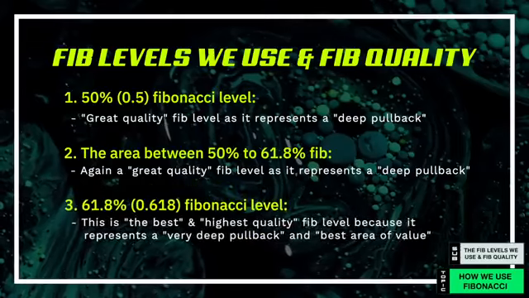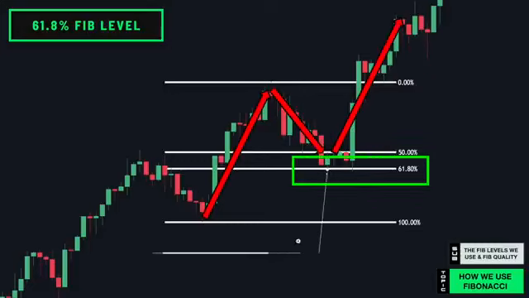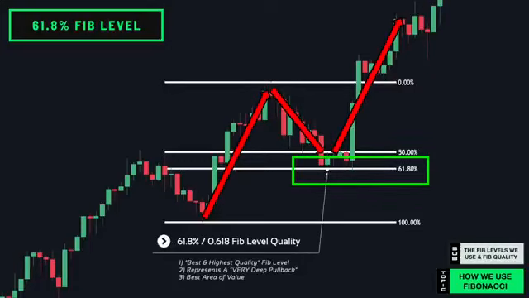And third, the 61.8% or 0.618 fib level. This is the best and highest quality fib level because it represents a very deep pullback and best area of value during a moving trend.